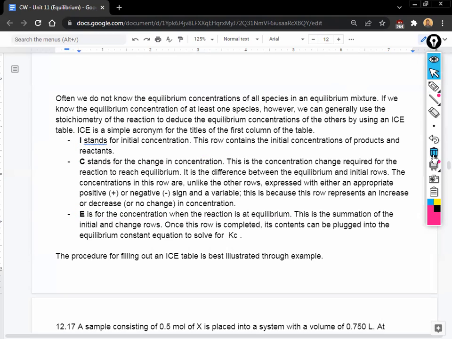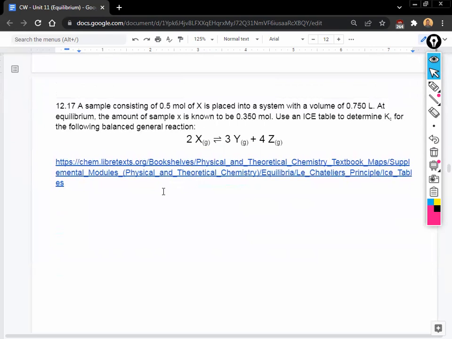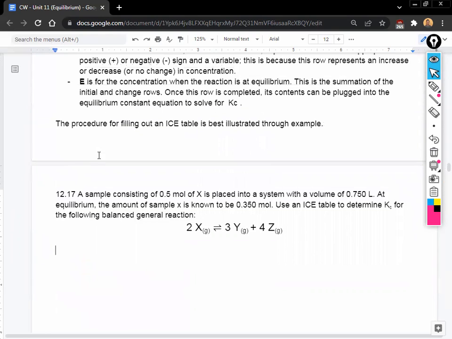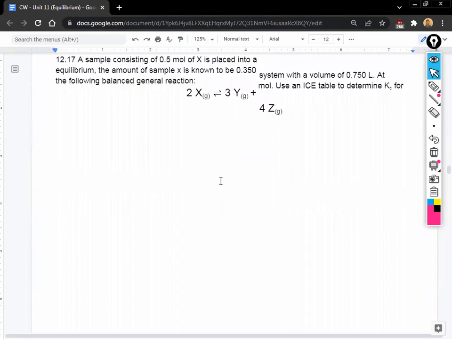Kind of old. Okay. Let's move on to 12.17. So now we're going to use an ICE table. I have a link right here if you guys want to use it to read more about ICE tables, but we're going to go over how to use it. But if you want some extra reading.